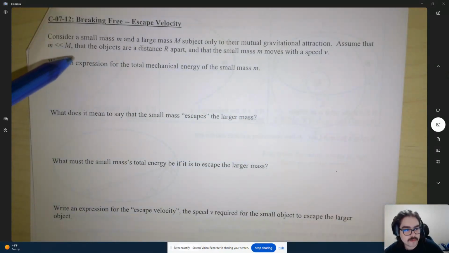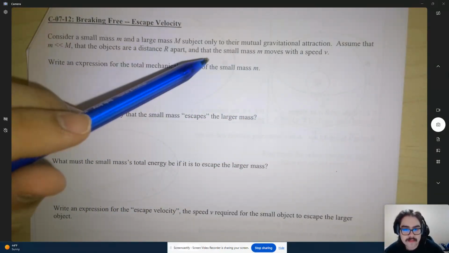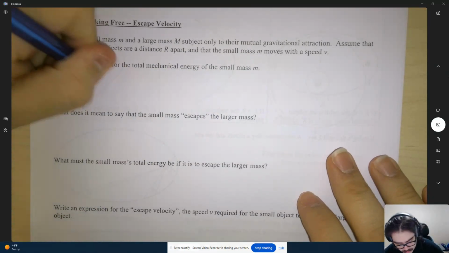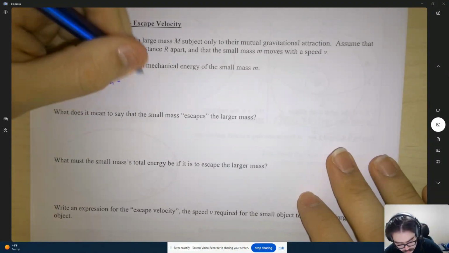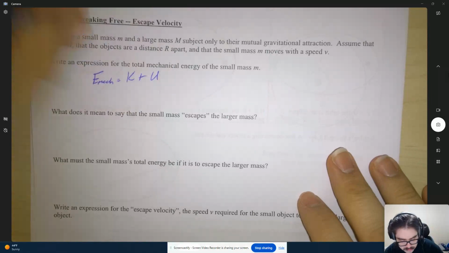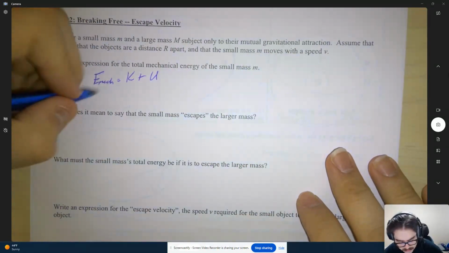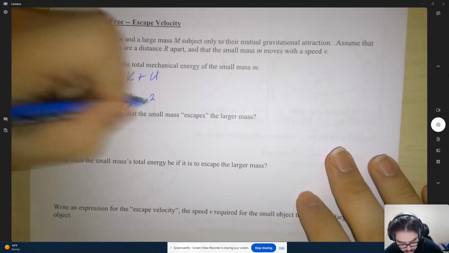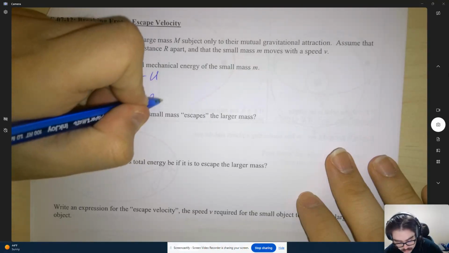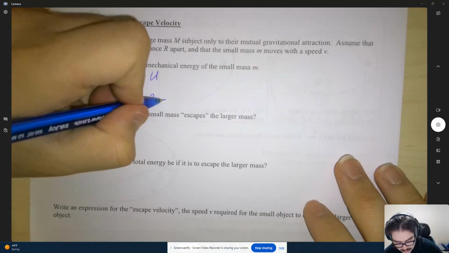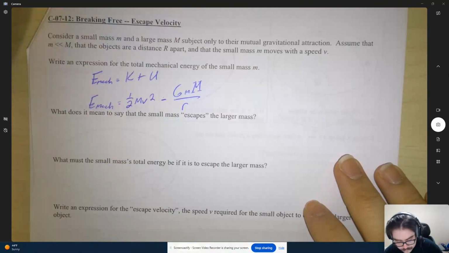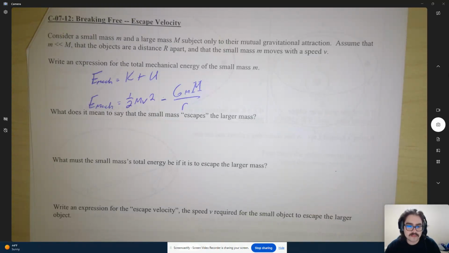Assume that little m is much smaller than big M, the objects are a distance r apart, and the small mass m moves with speed v. To get the total mechanical energy of the small mass m, I know that total mechanical energy is equal to the sum of kinetic plus potential. If they're only subject to the gravitational attraction, then the kinetic energy is the same, 1/2 mv squared as always, but the potential energy is where it differs, and that's going to be negative G little m big M over r. So that's going to be the total mechanical energy of the small mass little m.